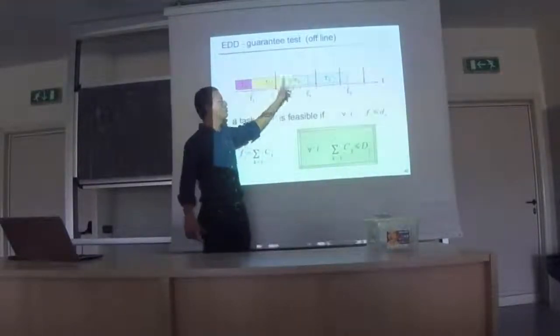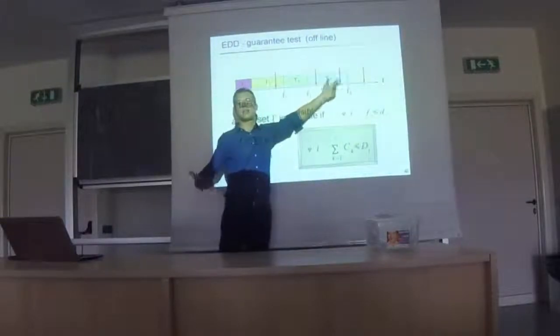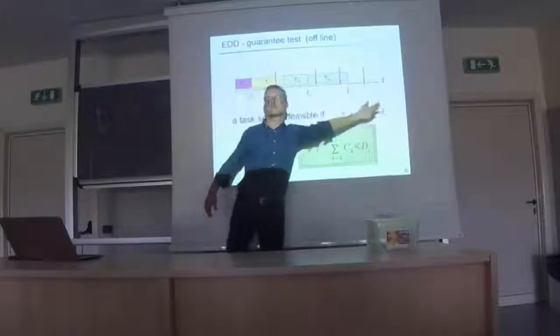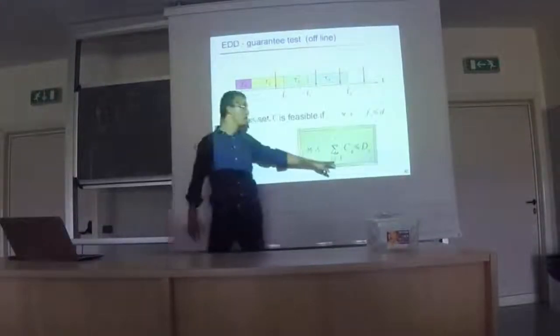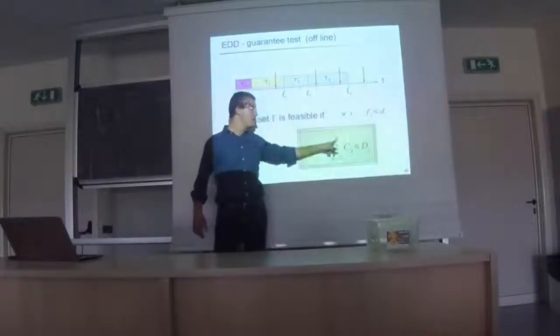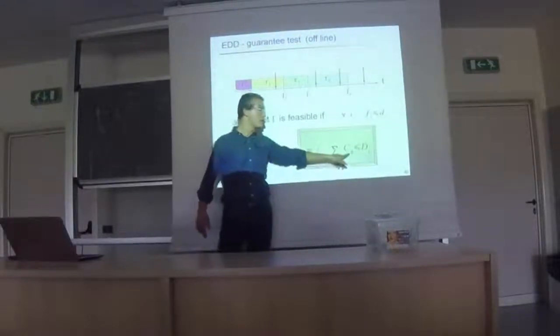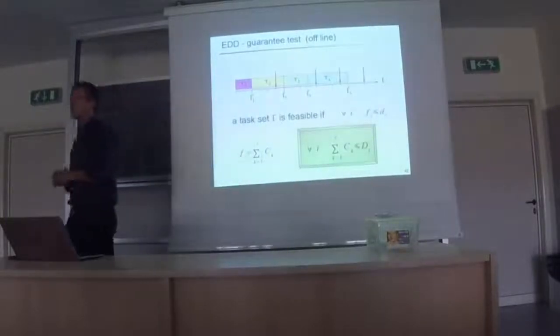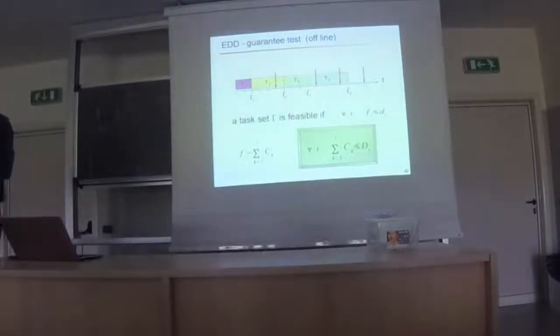It is C1 plus C2 plus C3. Is it shorter than the deadline? Yes, schedulable. What about task 4? 1, 2, 3, 4. Is it schedulable? Yes. In general, for every task it is the sum of the task itself plus all previous tasks, and we check whether this sum is shorter than or equal to the relative deadline of that task.